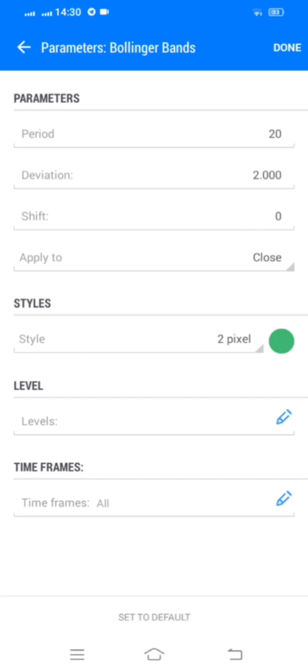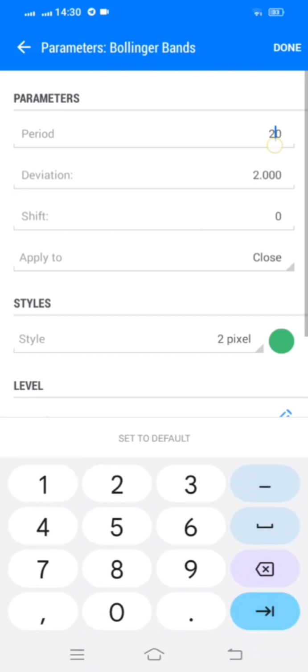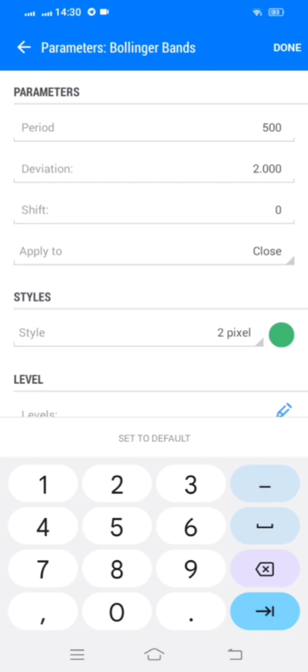Now the settings are as follows. We're going to put in period, we're going to put in 500. Our shift, we are going to make 0, which is over here, and our deviation, we're going to make 1.651. So we have period 500, deviation 1.651. We have shift 0 and apply to close.